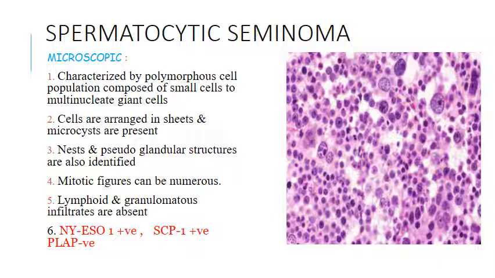There are numerous mitotic figures and there is absence of lymphoid infiltration. When we compare with classical seminoma, there is lymphoid infiltration in the stromal tissue. But here in spermatocytic seminoma, it is absent. When we observe the immunoreactivity of these cells, they are placental alkaline phosphatase negative, whereas in classical seminoma, they are positive.